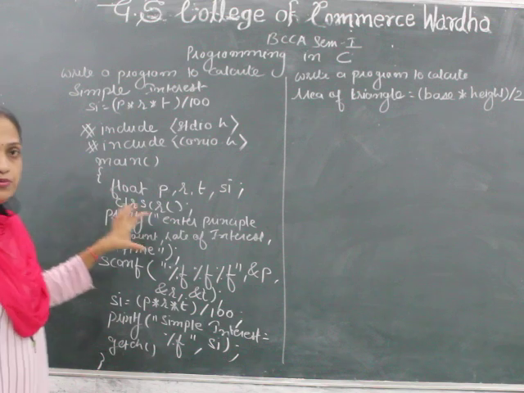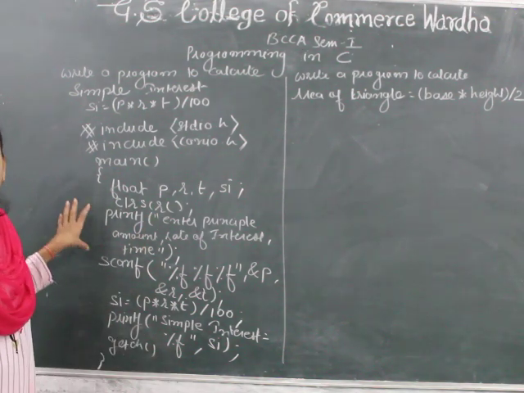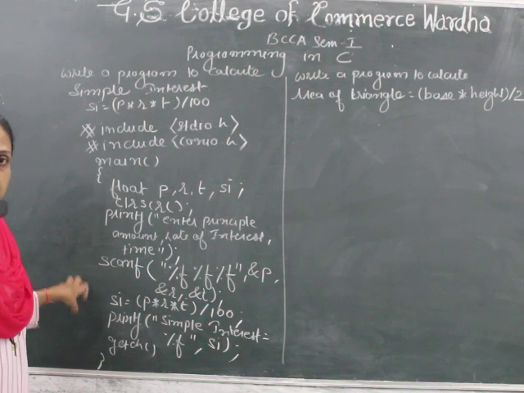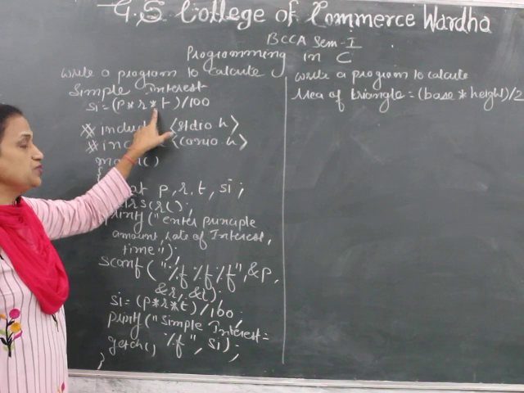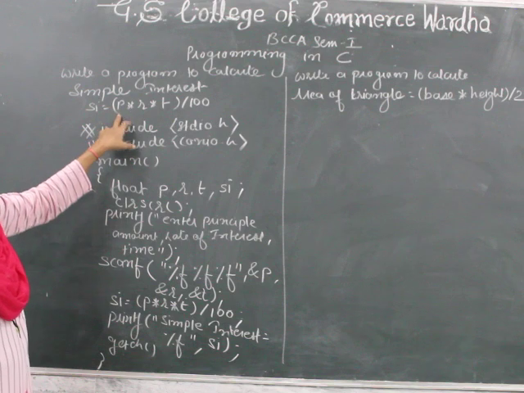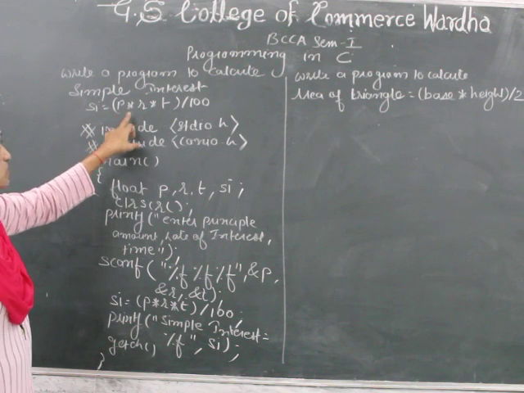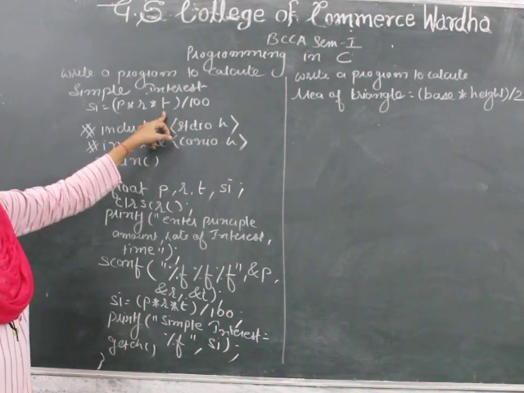I hope you understand this program. This program is to calculate the simple interest, and the formula of simple interest is P into R into T divided by 100. P stands for principal amount, R stands for rate of interest, and T stands for time period.